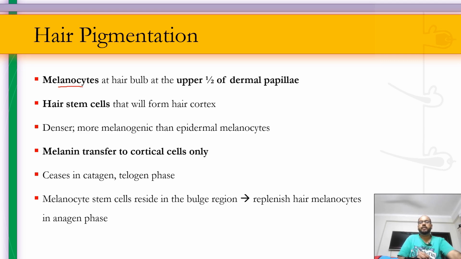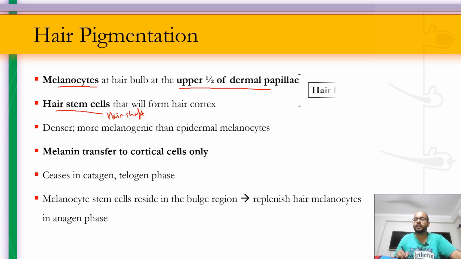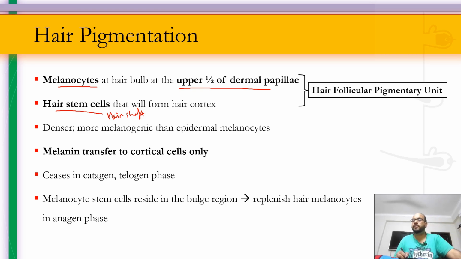Now, we know that the melanocytes are at the upper half of dermal papilla. And the bulb cells at the level of the upper half of dermal papilla have hair stem cells. And these hair stem cells will form hair shaft. That means the cells that will eventually form hair shaft, along with the melanocyte stem cells, are situated at the same level together. And together they are known as hair follicular pigmentary unit. Clear? Here the melanocytes are denser, more melanogenic than the epidermal melanocytes.